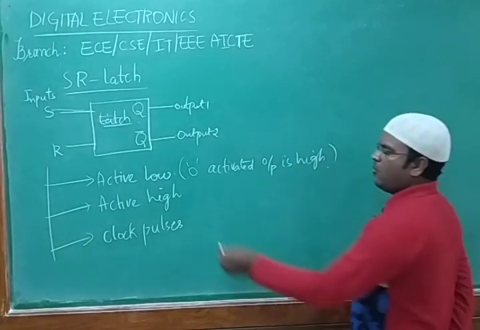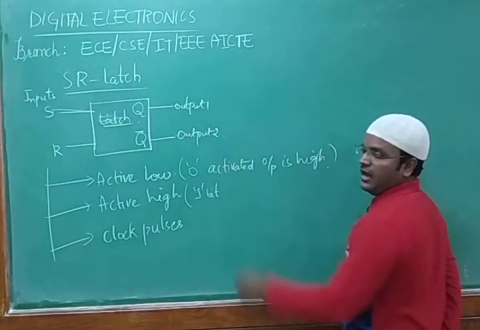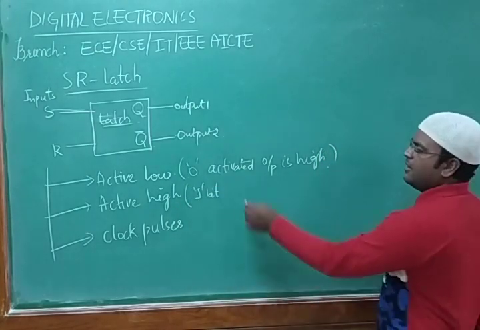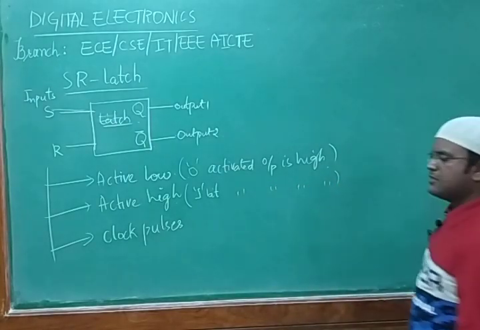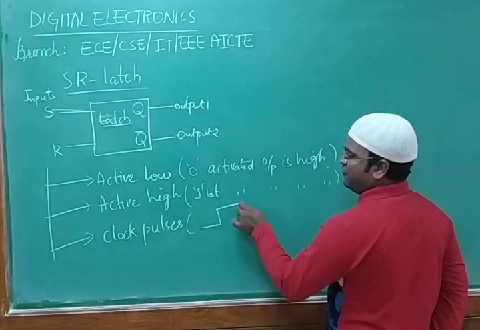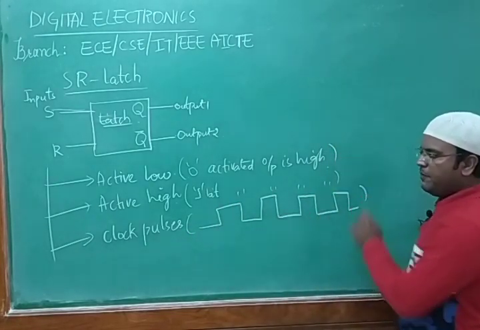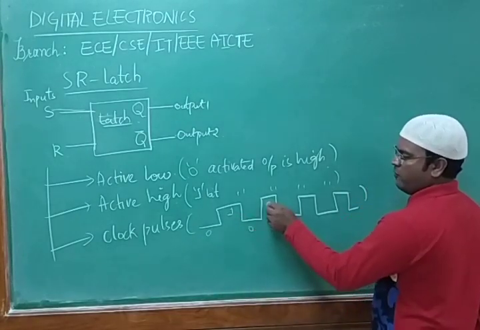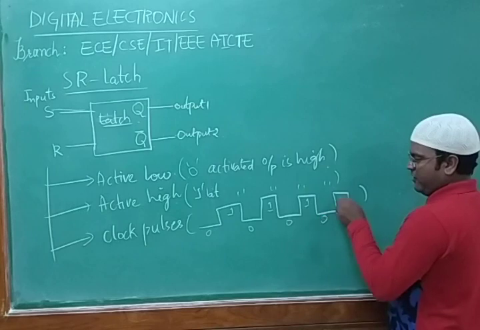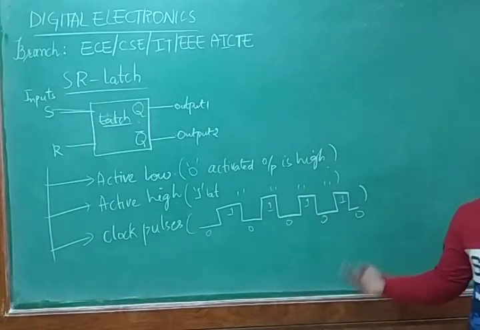Active high means when you give 1 bit. That is the higher bit, set bit, then it is going to activate the output and make the output high. Clock pulses means we are going to give different clock pulses. This is called clock pulses in the form of square wave. The lower bit is called 0, then the higher bit is called 1. 0 and 1, 0 and 1.